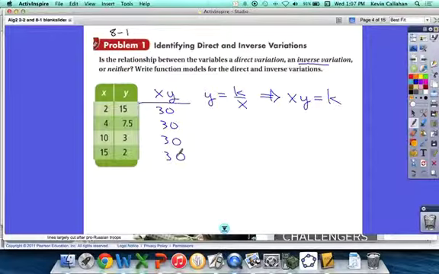So this is an inverse variation. And the specific inverse variation function is y equals 30 over x. So is the relationship direct, inverse, or neither? It is inverse. Write the function that models the variation, y equals 30 over x.